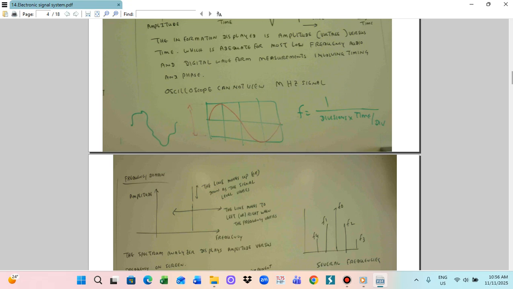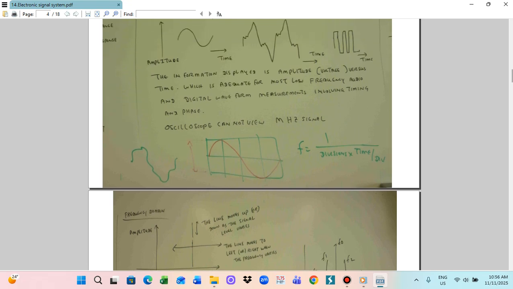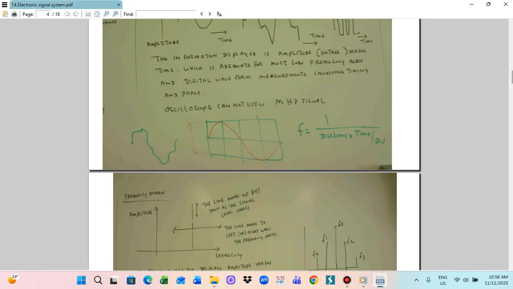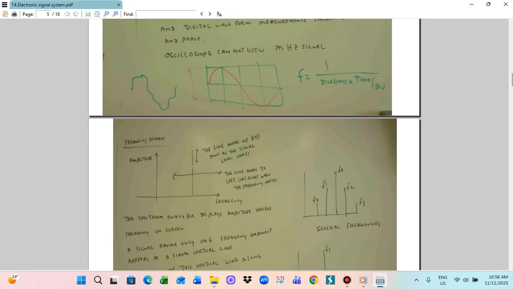So for one complete waveform, how many divisions? You can call this the time. So the frequency is equal to 1 divided by time, so we can calculate the frequency. In this case, you can calculate the frequency. Normally the frequency we calculate is 1 divided by the number of divisions.